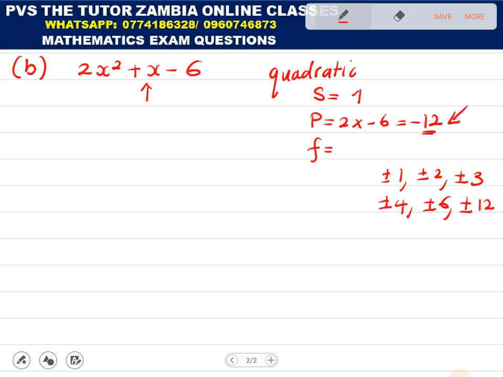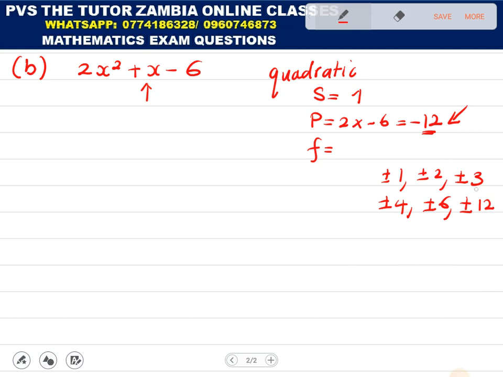But what you need to know is that because the product is negative, one of the numbers must be a negative number. Now, among the two numbers, which one must be the negative one? Is it the smaller one or the bigger one? The one which should be negative is the smaller one. Why? Because the sum is positive. For example, 3 minus 2 gives me 1 because the sum is positive. So the smaller one should be negative.